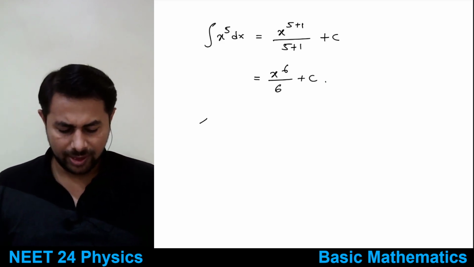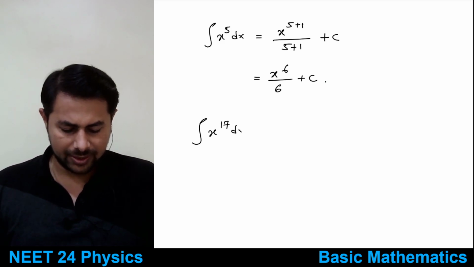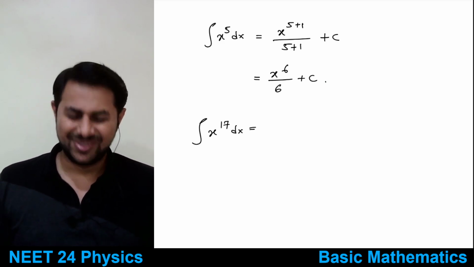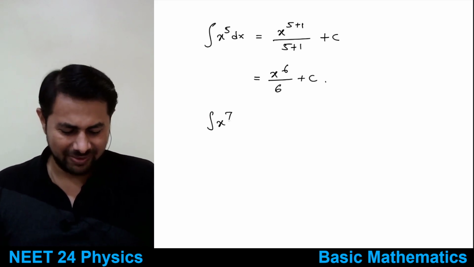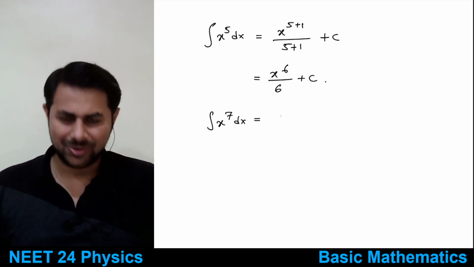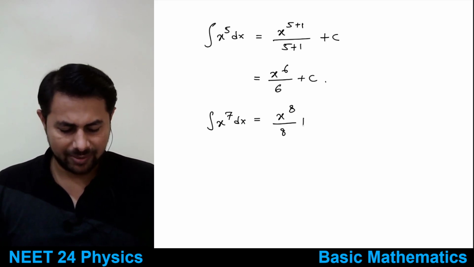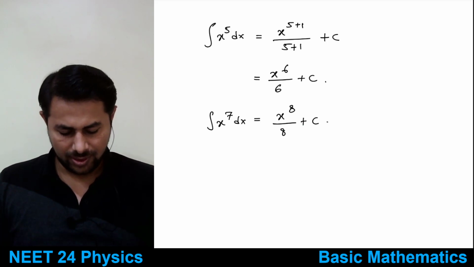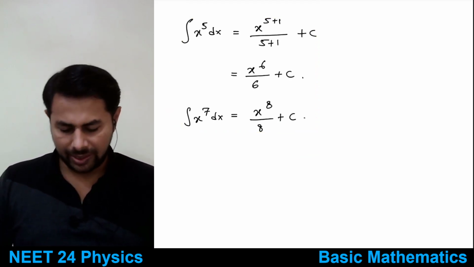Similarly you can find out x raised to anything, 17 dx, why not? Let's say x raised to 7 dx will be equal to x raised to 7 plus 1, that is 8, divided by 8 plus c. So now this formula is applicable to every power.